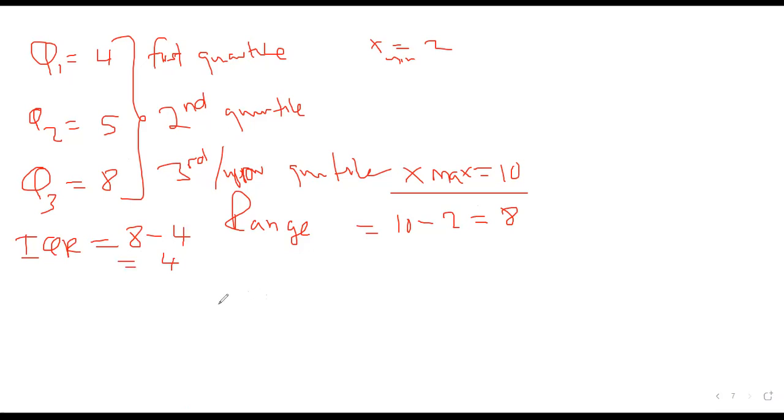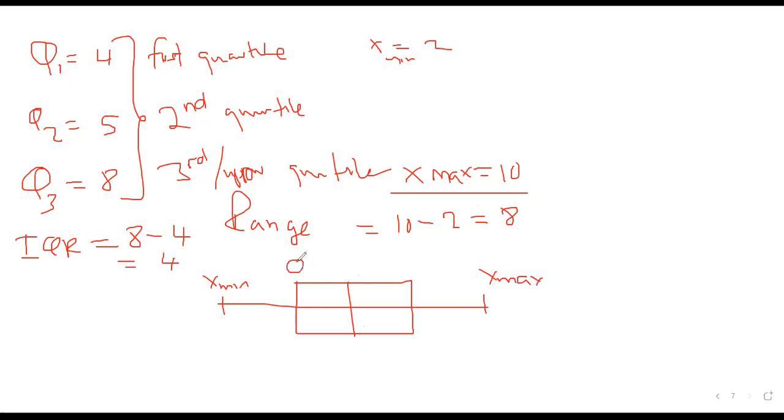So using these values, we can come up with a box-whisker plot, which has 5 important things: the minimum value of x, the maximum value of x, and quartile 1, quartile 2, and quartile 3. The minimum value was 2. The quartile 1 was 4. Quartile 2 is 5. Sorry, the maximum value should have been 10, wasn't it? It's 10, thank you. So this is how we draw a box-whisker plot.